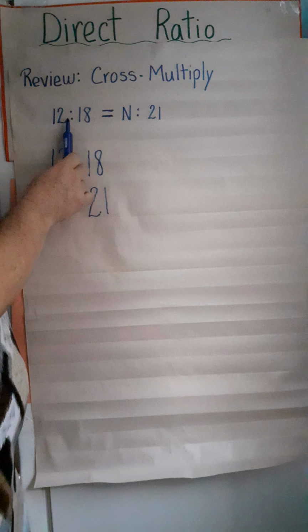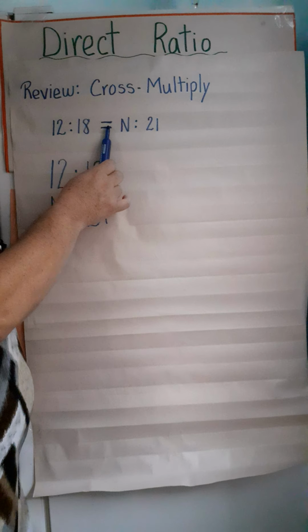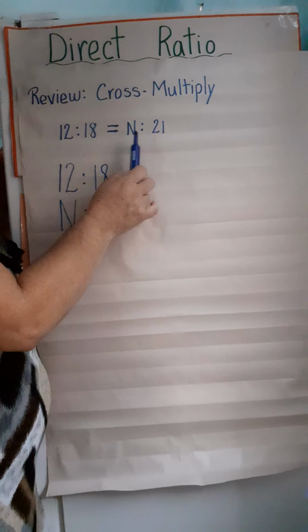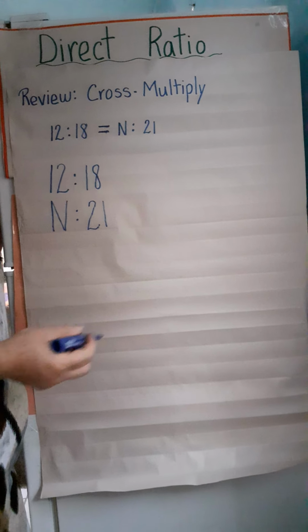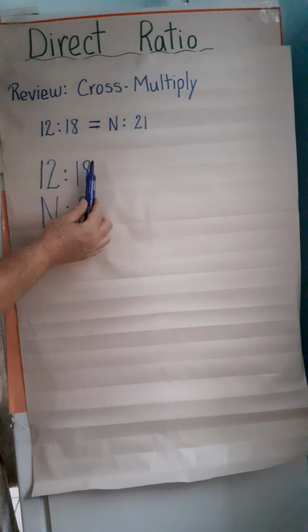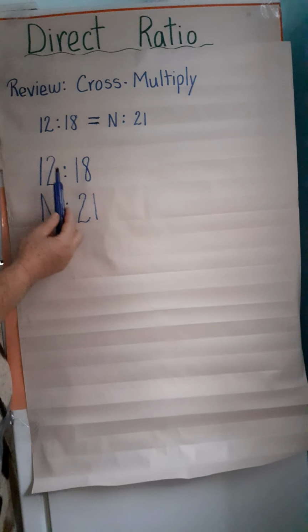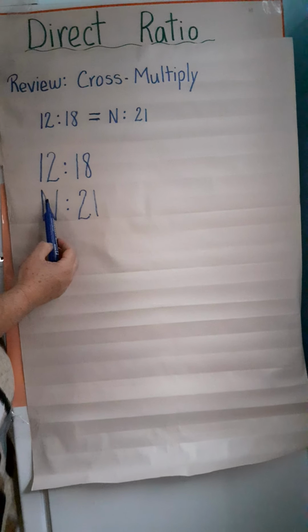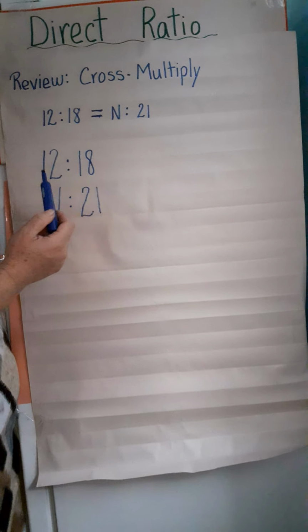If I have 12 to 18 equals n to 21. N is the missing number. Now, to find n, we set up our problem like this. Okay? We write 12 to 18. Underneath, we write n to 21.